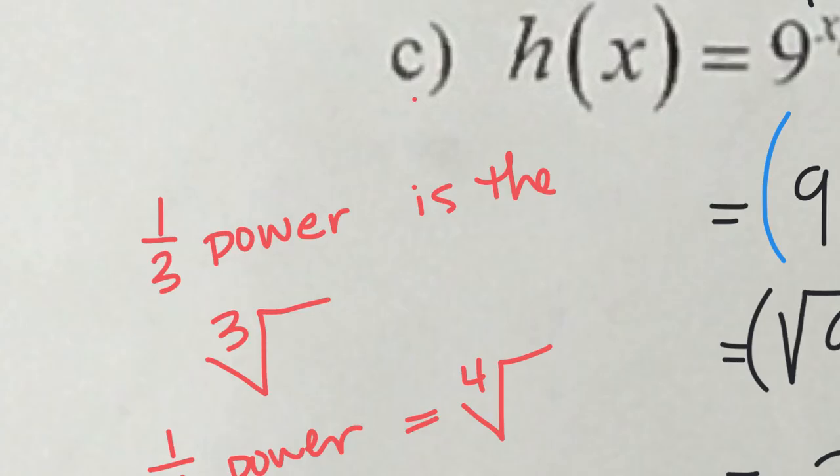Okay, so if it was 10 to the 1/3 power, then that would be the 3rd root of 10. Or if this was 7 to the 1/4 power, that would be the 4th root of 7. Okay, so whatever the base is becomes the radical right there. Okay, just so you know, just a little aside, something that we haven't seen maybe in a while.